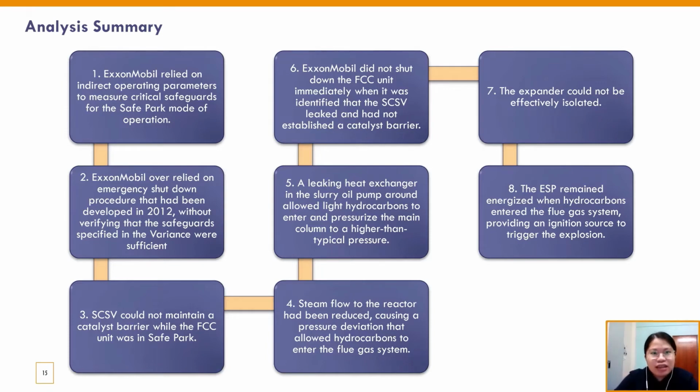Number 6, ExxonMobil did not completely shut down the FCC unit immediately when it was identified that only one safeguard worked. And then number 7 is the expander could not be effectively isolated while the worker carried out the maintenance work. Lastly, the ESP unit remained energized although the whole unit had been put into shutdown mode.